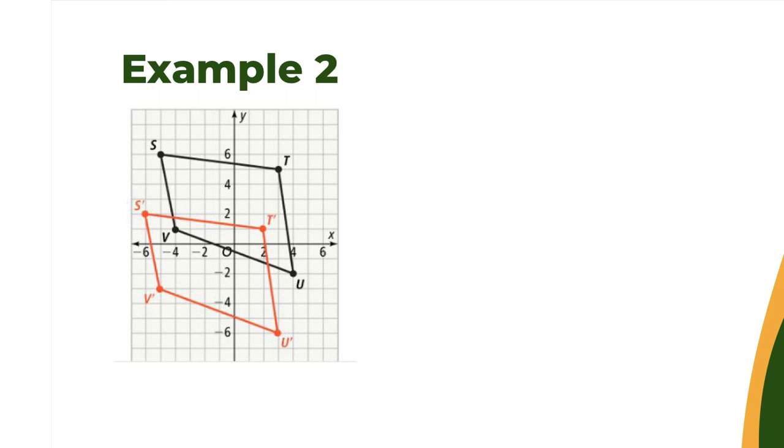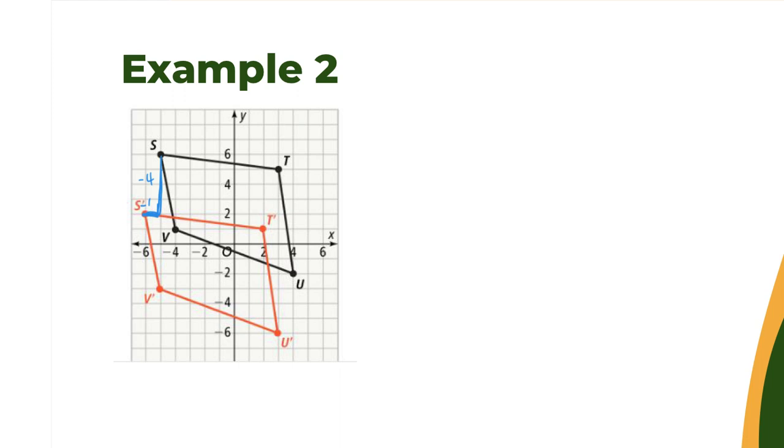This time, what if I tell you I've got my pre-image, STUV, and I have my image, S prime, T prime, U prime, V prime, and I want you to tell me what the rule would be. I basically just have to figure out how far over it is from S to S prime, because we know that they all have to be the same. So to go from S to S prime, I had to go down 1, 2, 3, 4, and then I had to go back to the left 1.